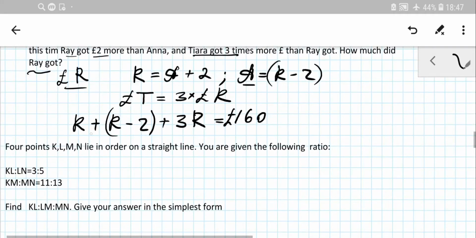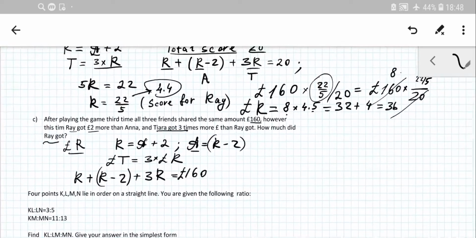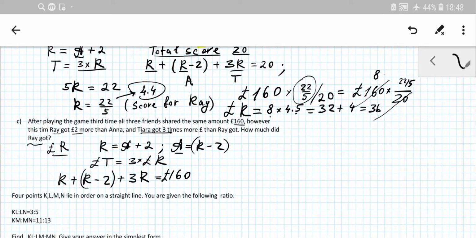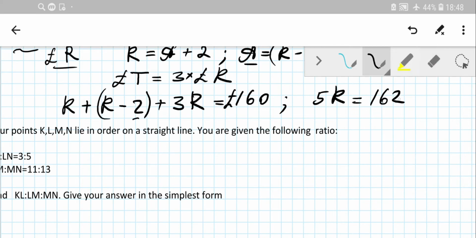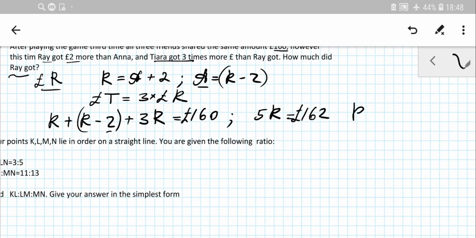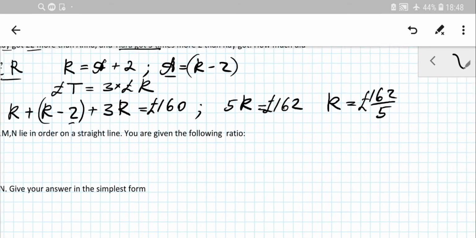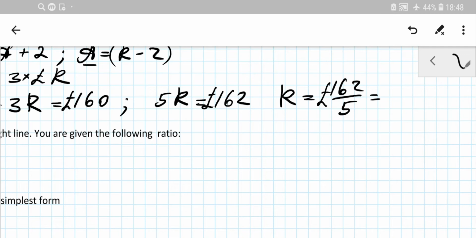Okay, so let's calculate R, and let's compare it with what we had before. You see that one is actually the same, but on the right side, instead of 20 points, now we've got 160 pounds. Okay, so let's simplify. So we've got 5R. The minus 2 transfers to the right side, so we've got 162 pounds in this case. In order to find R, we simply need to divide 162 by 5 in pounds. So in this case, we've got 162 over 5.